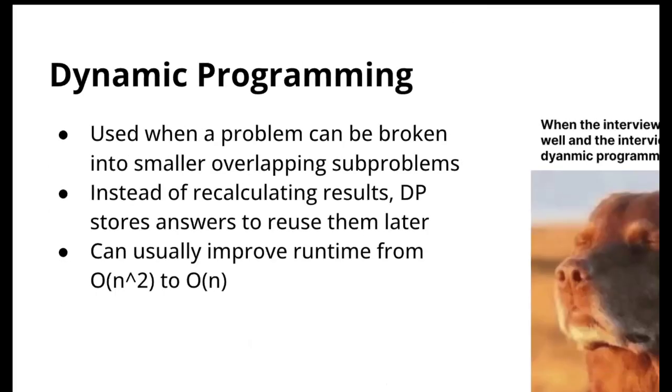And the last pattern that we're going to go over is called dynamic programming. It's basically used when a problem can be broken down into smaller overlapping subproblems. And instead of recalculating results, DP stores answers, usually in some kind of array that you can access later. It stores your pre-computed work, and then you would access it later to figure out what your best option is at that time. And it usually improves runtime from O of n squared to O of n. Sometimes it's more confusing than that, but that's the general time complexity.